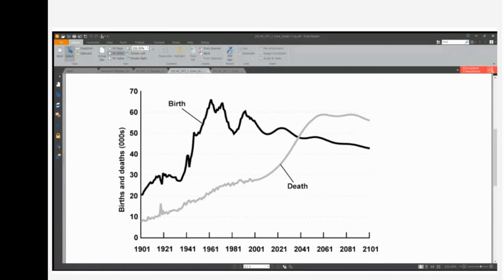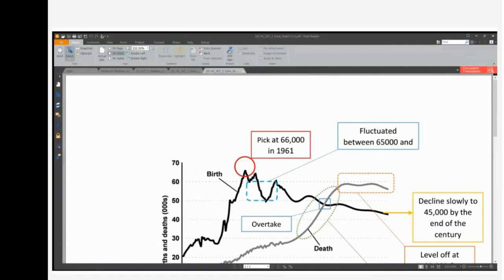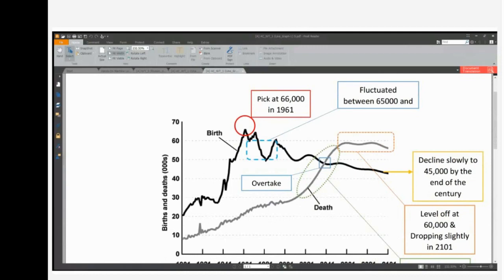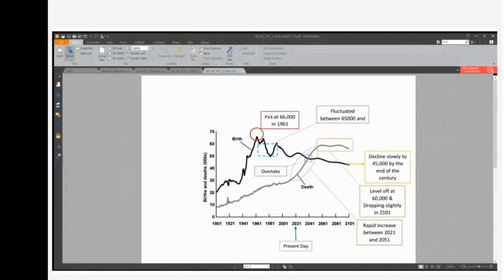Now, let's think about the planning we can do with this particular graph. I have already done quite a bit here, so let me show it to you. As you can see, we'll start with the birth rate here.